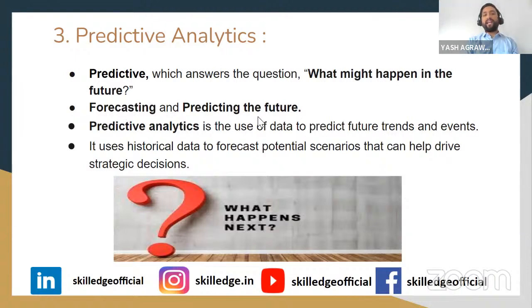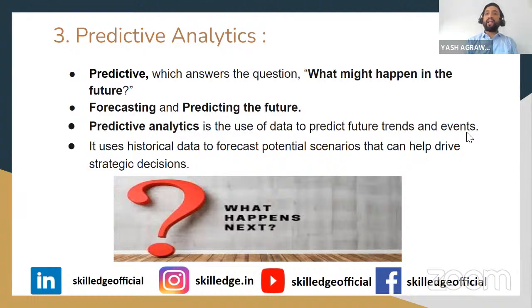Forecasting and predicting the future are part of predictive analytics. What will happen? Predictive analytics is the use of data to predict trends and events. Here we have to follow one specific word, that is future. Predicting future trends and events, right?